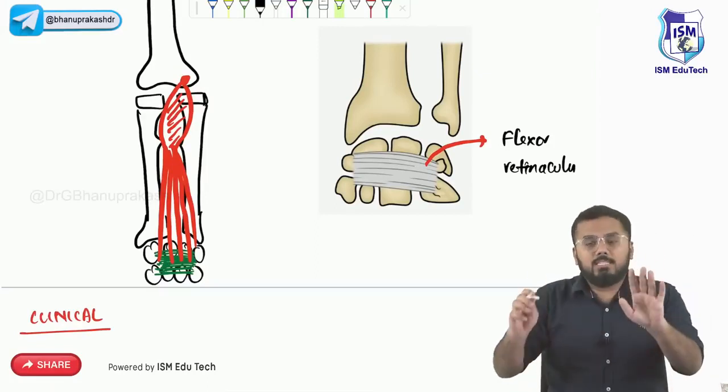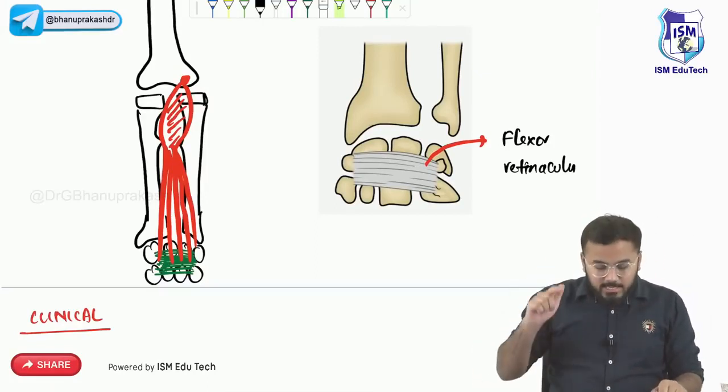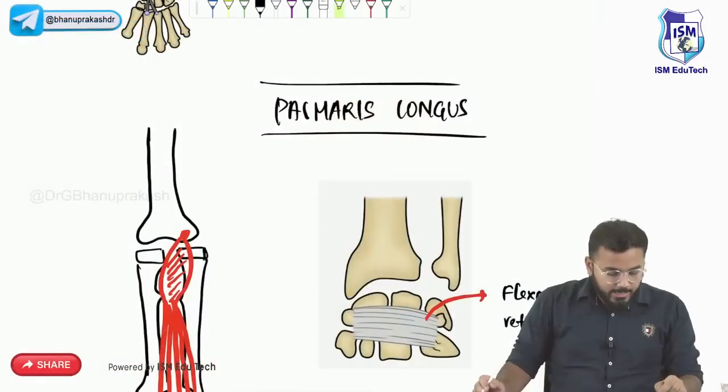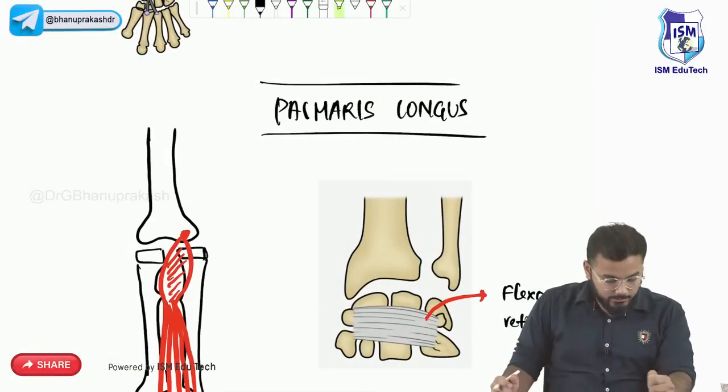Now, where is this flexor retinaculum? Question number one. Flexor retinaculum is located in the palmar region, right? Like this. Somewhere here, flexor retinaculum is located. And this muscle is having long tendons. So the name of the muscle is palmaris longus. Palmaris longus. Okay? Clear, everyone?